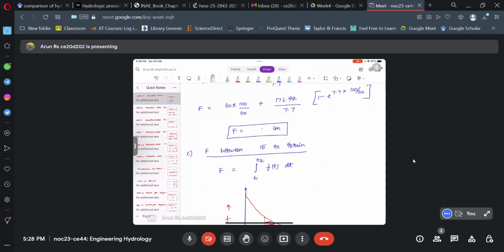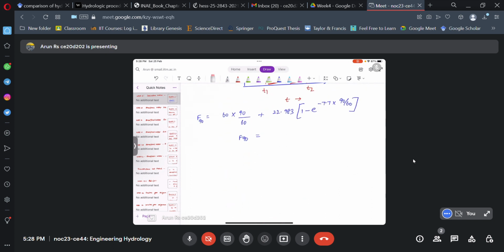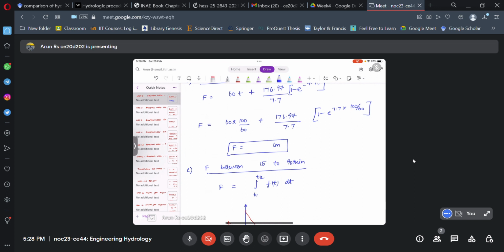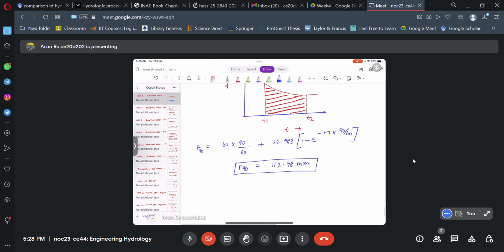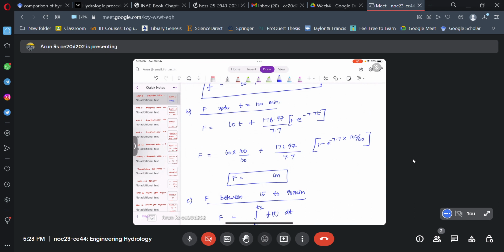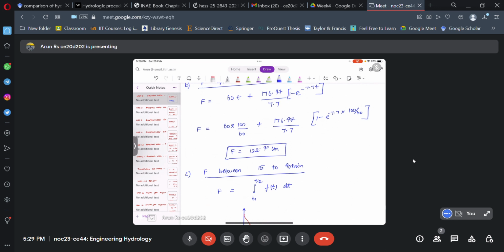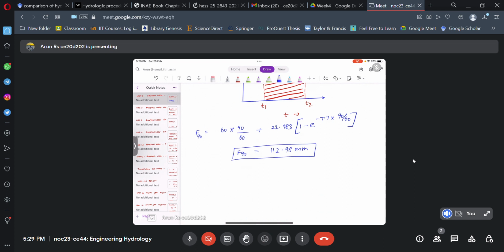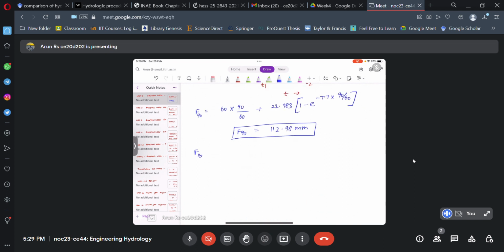I guess there is a mistake here. This is 112.98 mm, and this is 122.98. So it's a small calculation mistake. So we have computed F90. Then we'll compute F15. At the 15th minute, what is the cumulative infiltration depth?